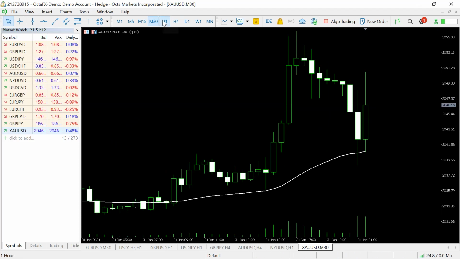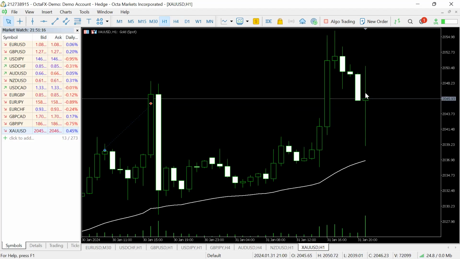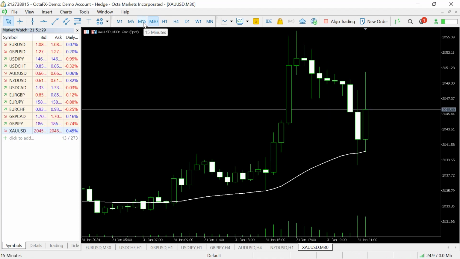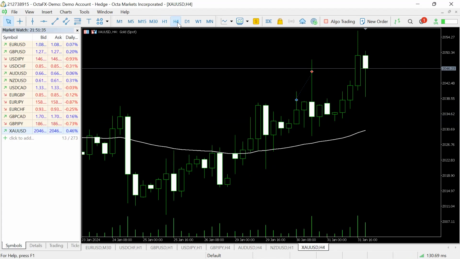Let's go back to 1 hour. You see that the body is very small like that. So that 1 hour has been broken into two in the 30 minutes time frame, which means each candle takes 30 minutes to form. If I go to 15 minutes, each candle will take 15 minutes to form. If I go to 4 hours, each candle will take 4 hours to give you its shape.